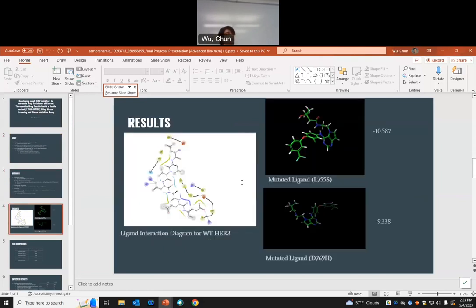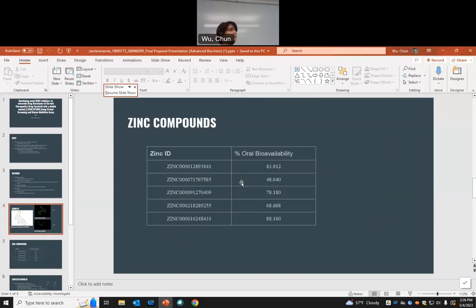And from the results, we would try and find ligand interaction diagrams, and you can see that there's a ligand interaction diagram for wild type HER2, and you can also see that 2 ligands are mutated, and the mutated ligand that was specifically for L755S was about -10.587, and the mutated ligand for D769H was -9.338. And these are the zinc compounds that were used from the bioinformatics student.